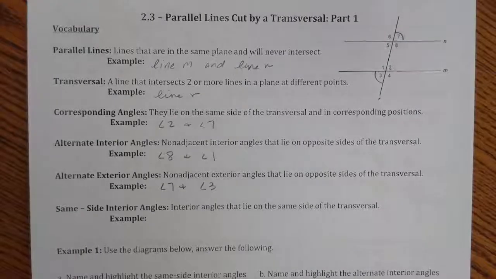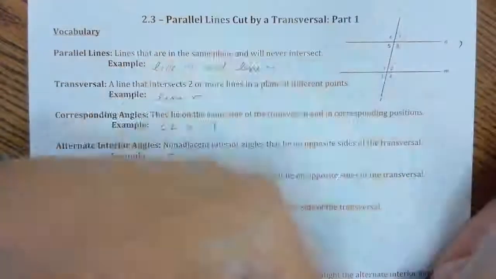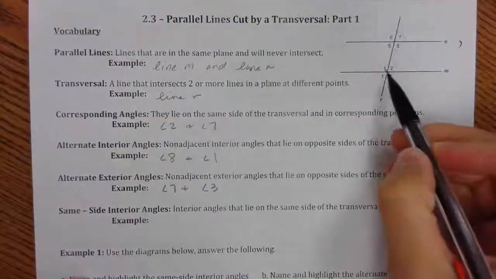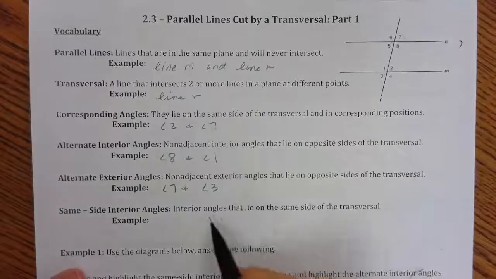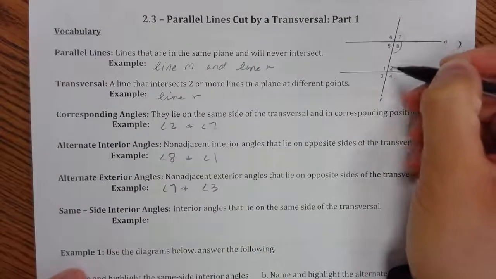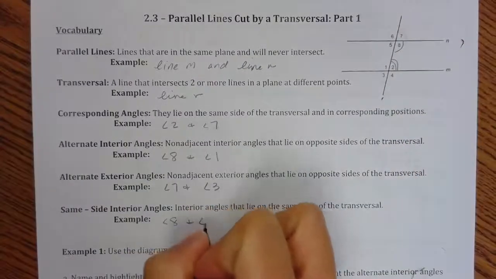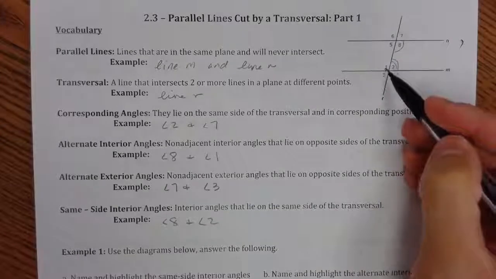All right, and same side interior angles. Same side interior angles are angles that are on the inside, right? So they're on the inside of those two parallel lines. So our interior angles in this example are 5, 8, 1, and 2. And they're on the same side of the transversal. So you could do 8 and 2. You could also do angle 5 and angle 1.